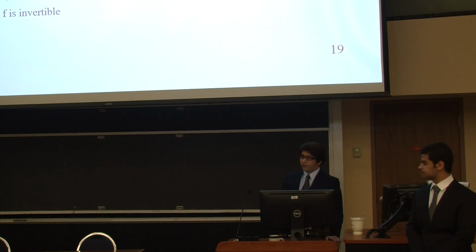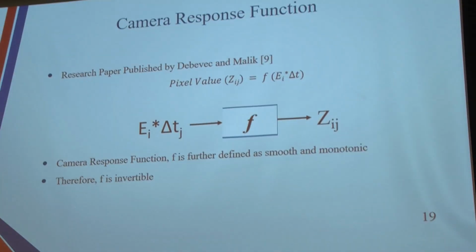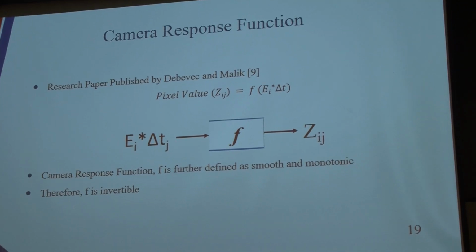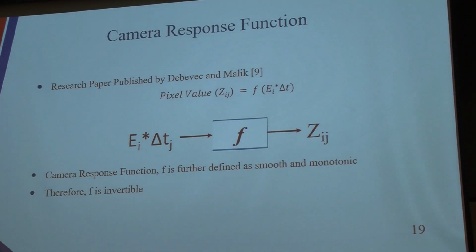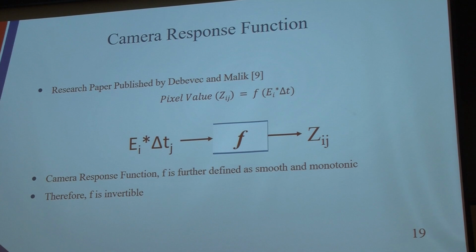In a research paper published by Debevec and Malik, they defined this pixel intensity as a function of exposure, where exposure is the product of irradiance and exposure time. So basically, F is a transfer function which transfers that exposure to a pixel intensity. They further defined this function to be smooth and monotonic, which means it constantly increases, so it can be inverted.